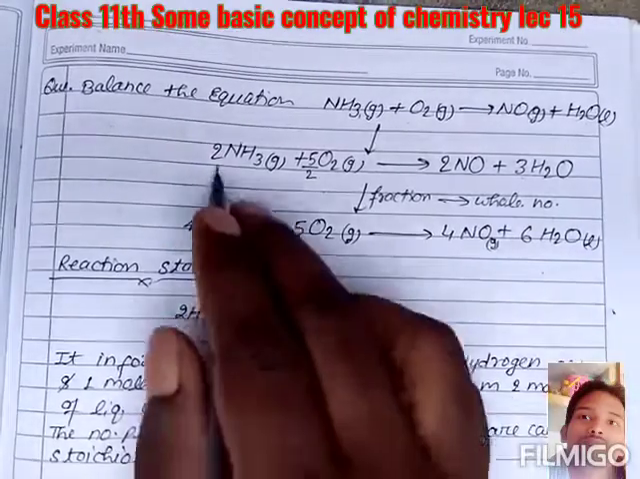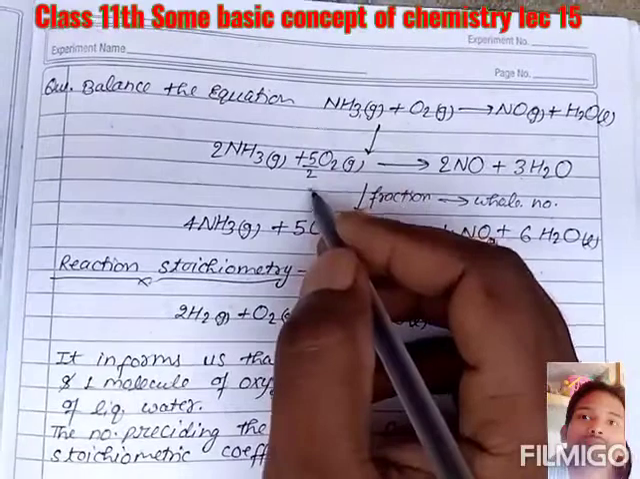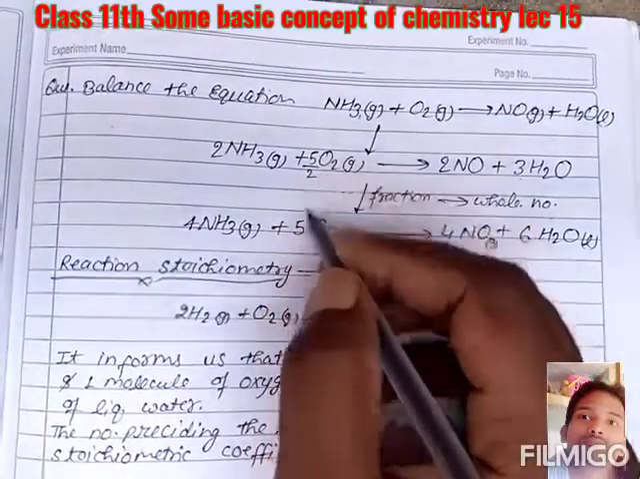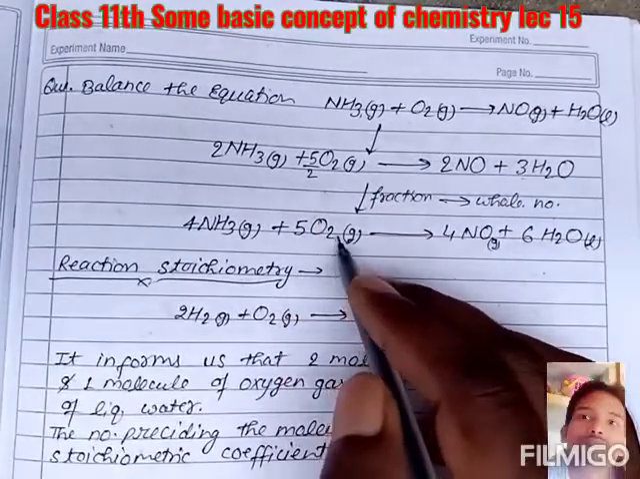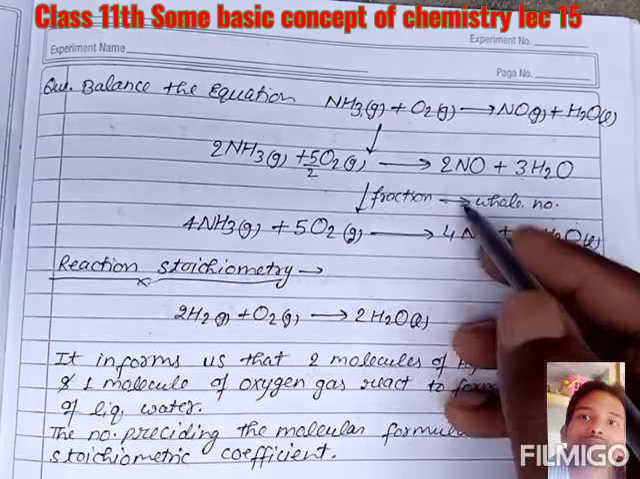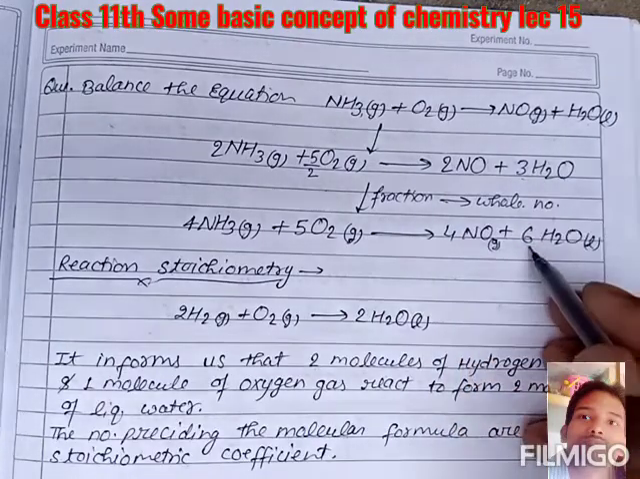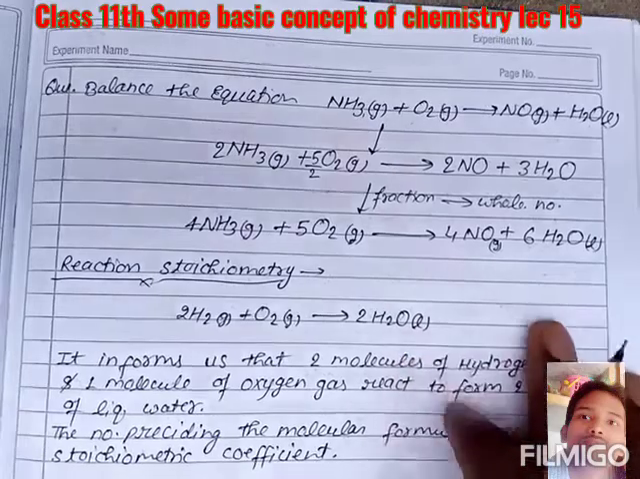So 4 ammonia, 2 times 2 is 4, and 5 by 2 multiplied by 2, the 2 cancels, giving 5 O2, so 10 oxygens here. And if you multiply by 2 on the right side, 2 times 2 is 4 NO, and here 3 times 2 is 6 H2O. You can look here, every element and every atom is balanced.